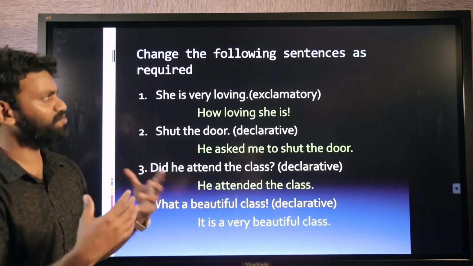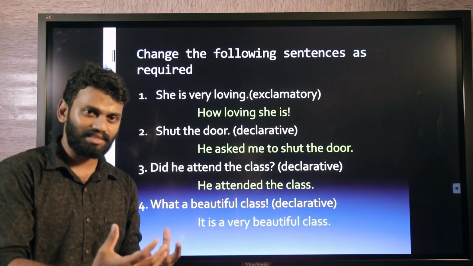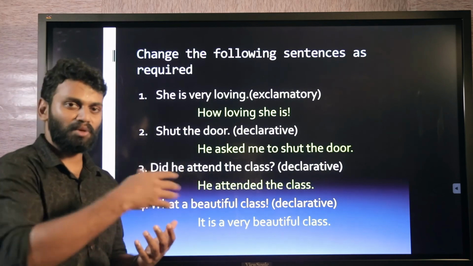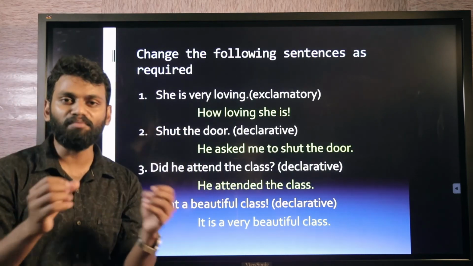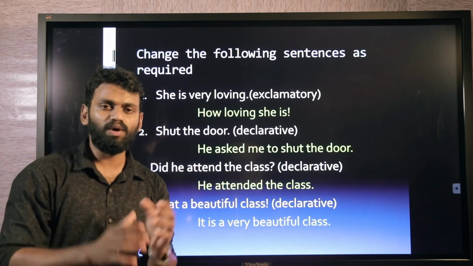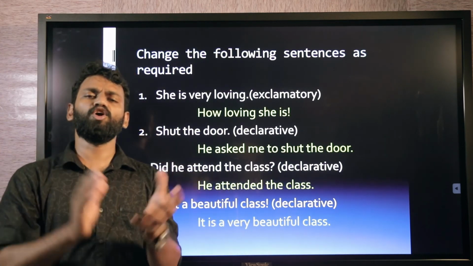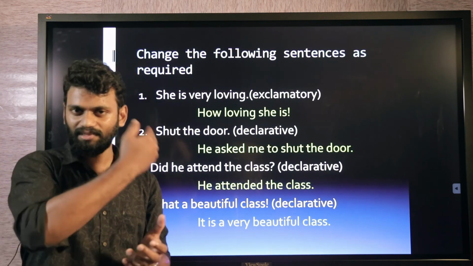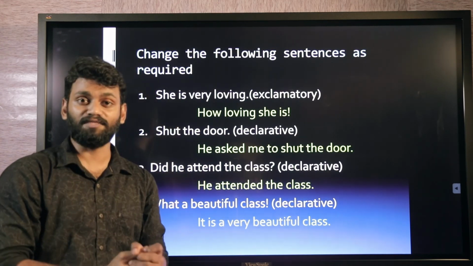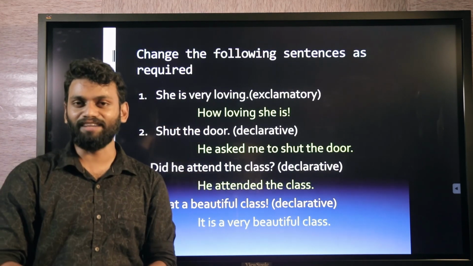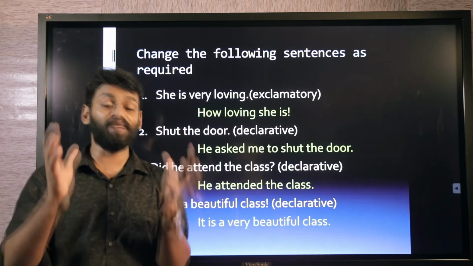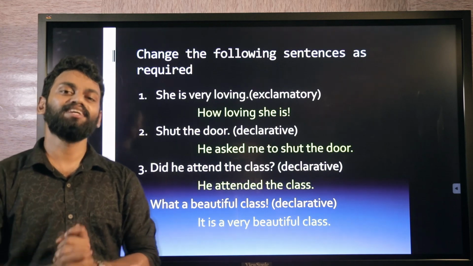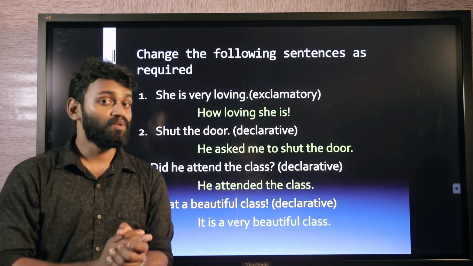So thus, it's very easy for you to convert one sentence into another type if you know the structure of how to form a sentence. With this, we end this lesson. I hope you have a clarity of these concepts, the kinds of sentences, how to identify them and how to convert them into different types. If you have any doubts, please feel free to contact me. Otherwise, we end this lesson.